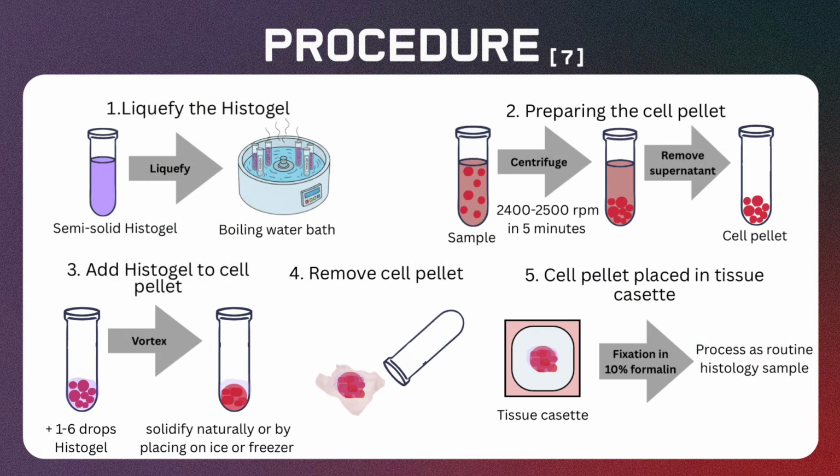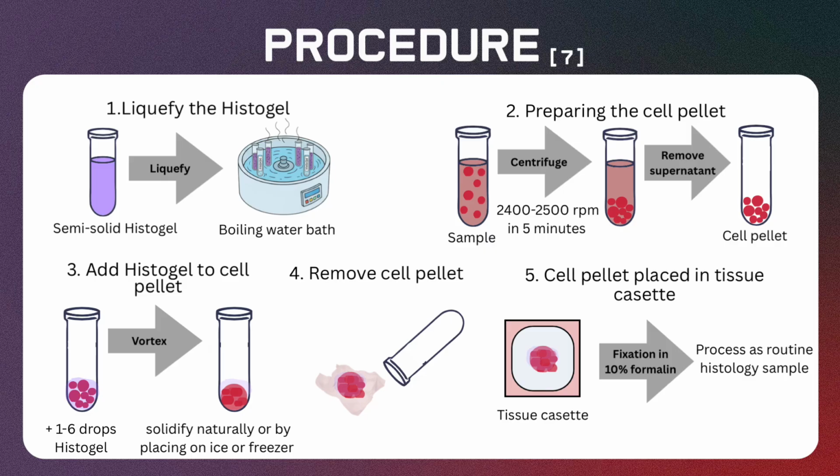I'll be presenting on the procedure of this histogel cell block method. As mentioned earlier, we use commercially prepared histogel, which is in semi-solid form at room temperature. The first step is that the histogel must be liquefied. This is done by heating it to 60 degrees Celsius either in a boiling water bath for 3 to 10 minutes or by microwave for 5 to 15 seconds. Once liquefied, the histogel is kept in the dry bath at about 50 degrees Celsius to maintain it in liquid form until use.